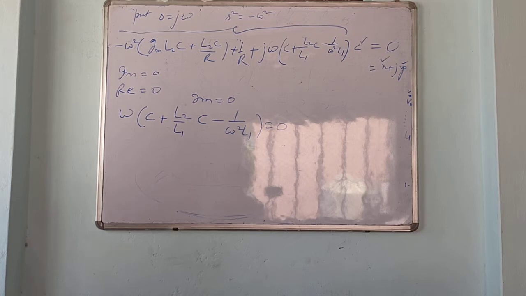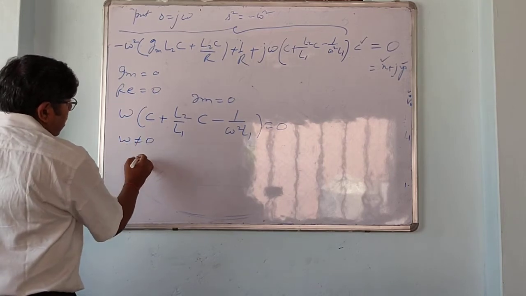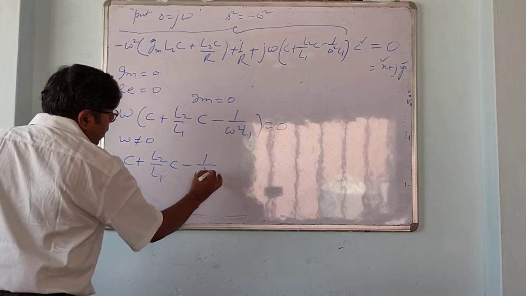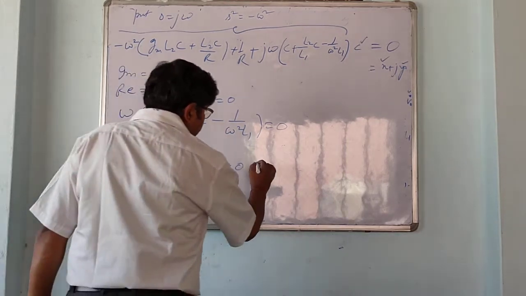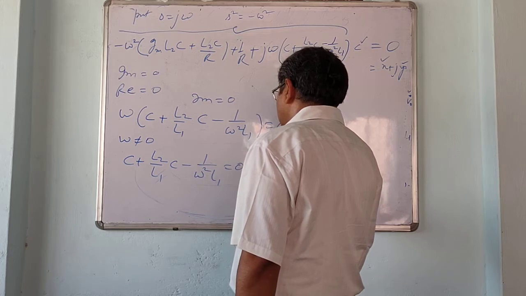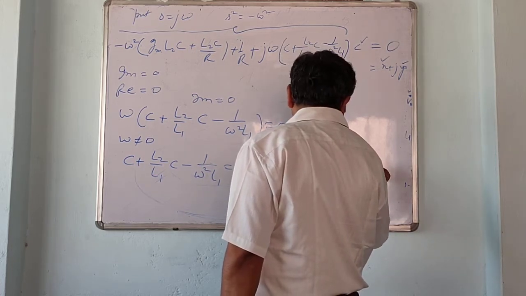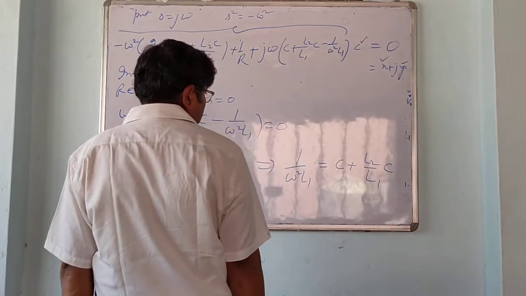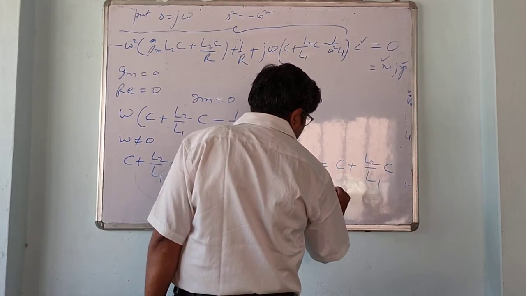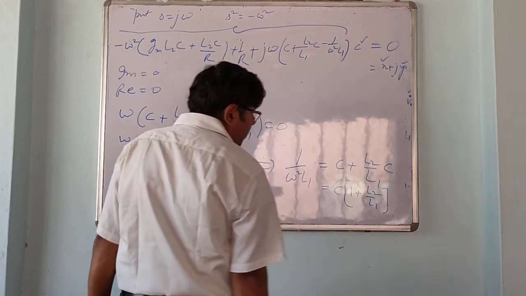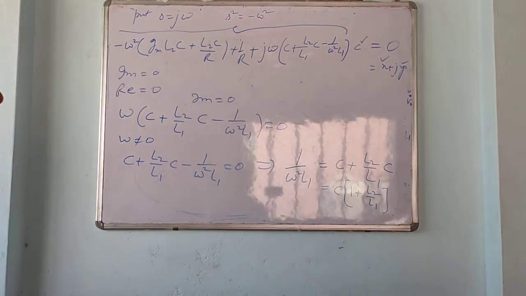And from here we can calculate the frequency of oscillation. Since omega is not 0, therefore C plus L2 upon L1 C minus 1 upon omega square L1 equals 0. And this implies 1 upon omega square L1 is equal to C plus L2 upon L1 into C. You can take C common: C into 1 plus L2 upon L1.